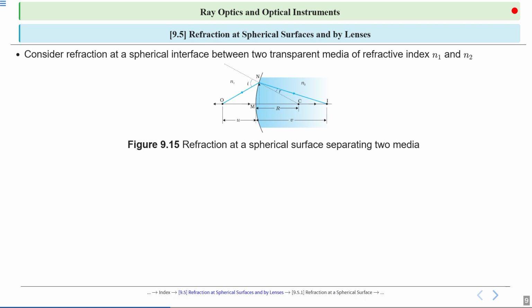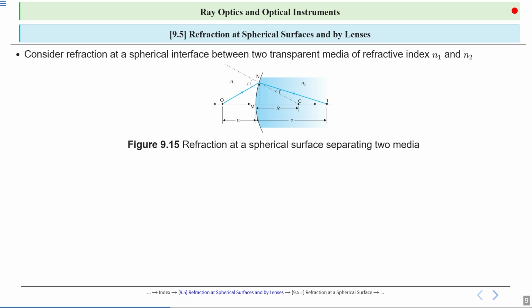So this is a type of refracting surface. What type of refracting surface is this? This is a convex refracting surface, or we can generally say a spherical surface. This is a spherical interface which is separating two media. One medium has refractive index n1, the other medium has refractive index n2. The object is placed on the principal axis.